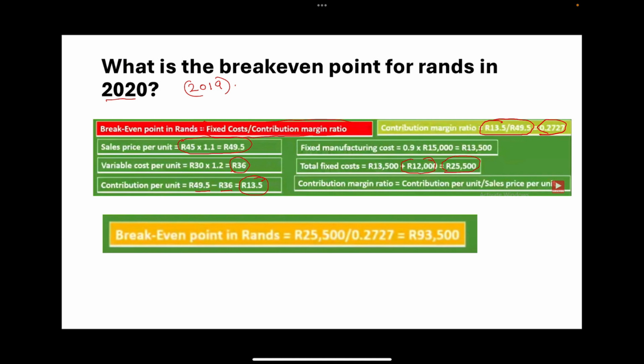So the new break-even point will be the fixed cost by the contribution margin ratio. So this is 93,500. See, here we have calculated the break-even revenue. Okay, this is the break-even revenue. So you can calculate the number of units also, that is 93,500 divided by 49.5. If you do that, you will get the number of units.